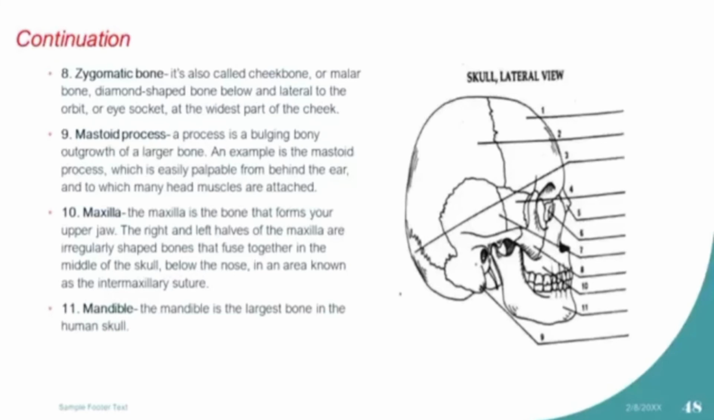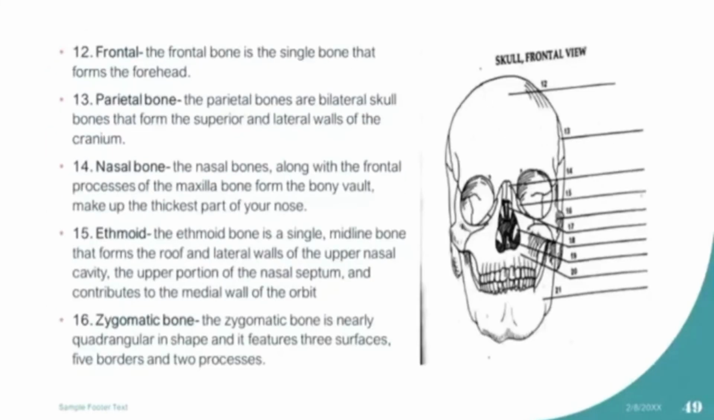The right and left halves of the maxilla are irregularly shaped bones that fuse together in the middle of the skull, below the nose, in an area known as the intermaxillary suture. Skull. Frontal view.